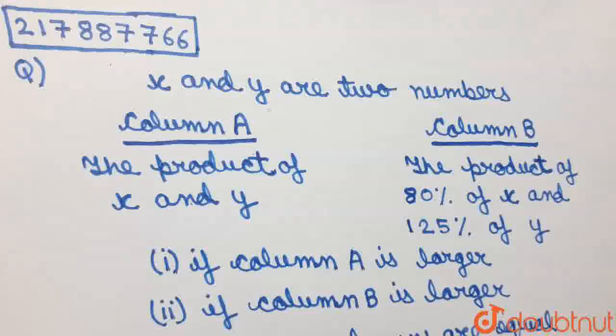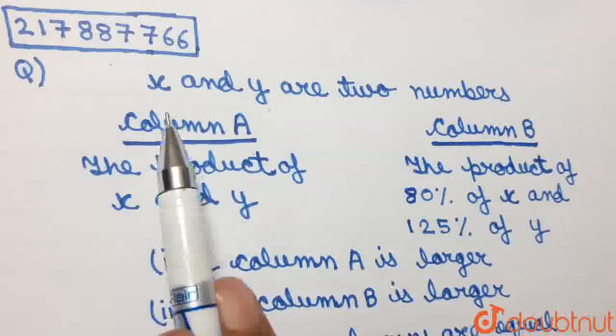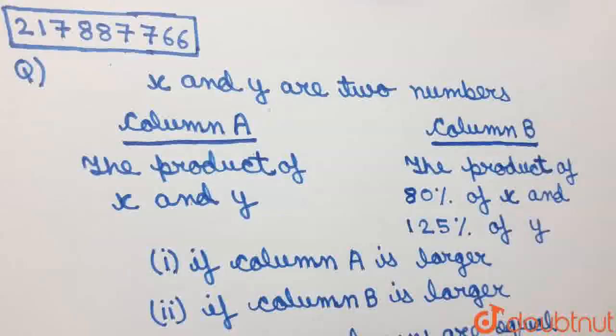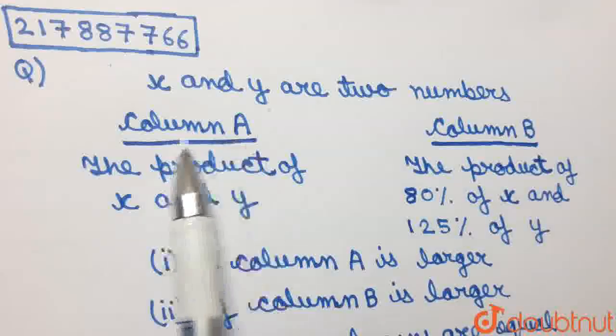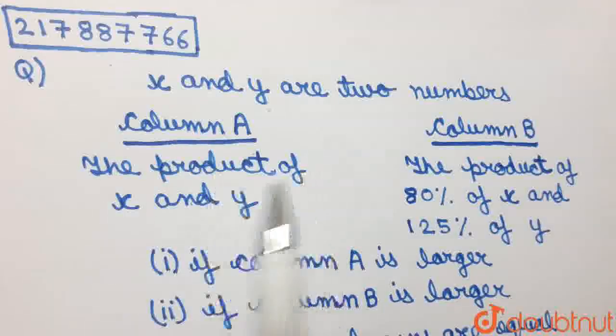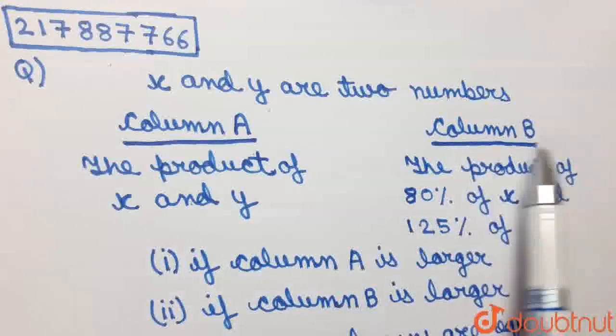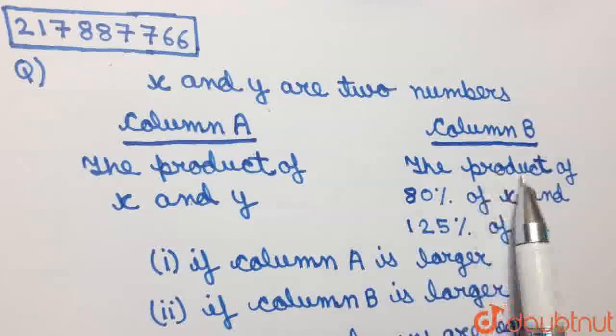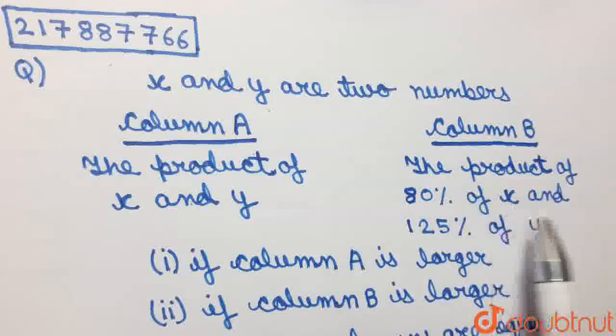In this question, it has been said that x and y are two numbers. Then we have been given two columns. In column A, we have the product of x and y, whereas in column B, we have the product of 80% of x and 125% of y.